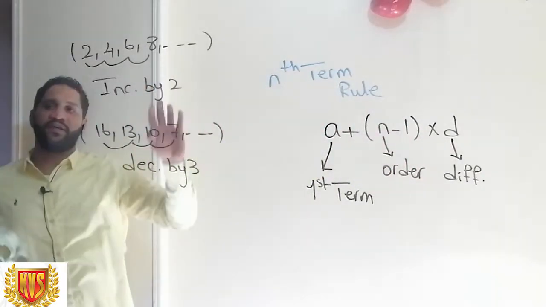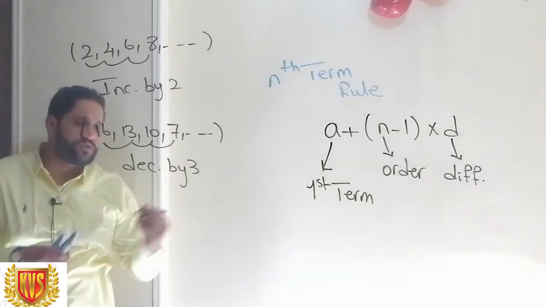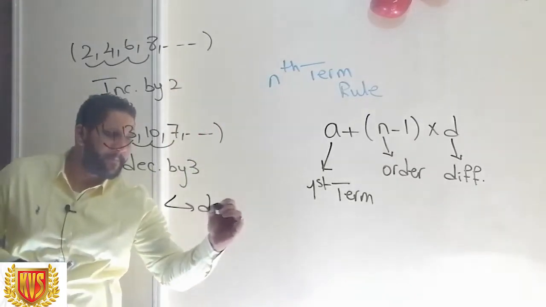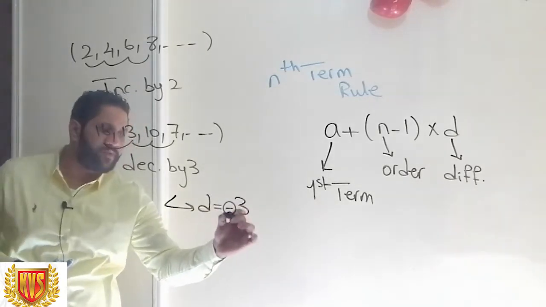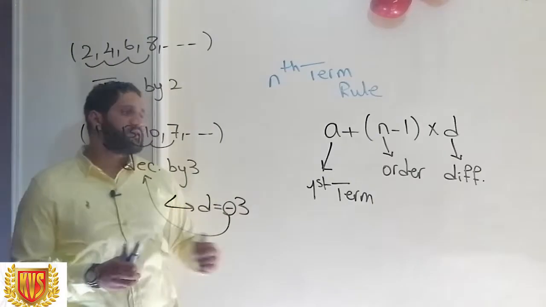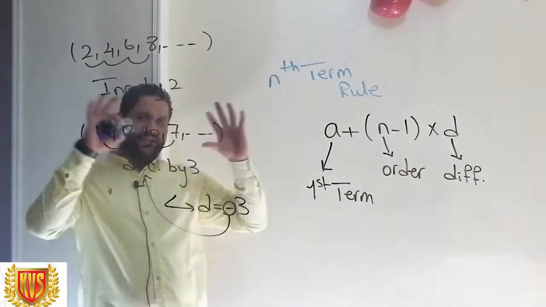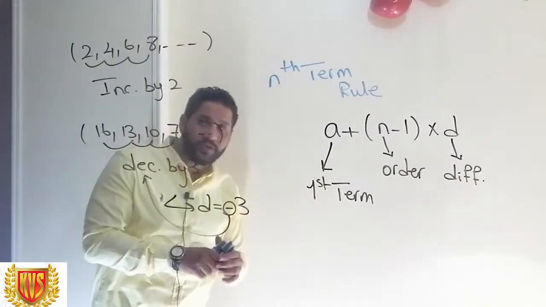As you can see, it's increasing by 2, so this is my difference, or decreasing by 3, so my difference is negative 3. Why negative? Because I am decreasing, not increasing. Okay? Let's talk about the order. What's the meaning of the order? It's يعني الترتيب. What's the meaning of order?